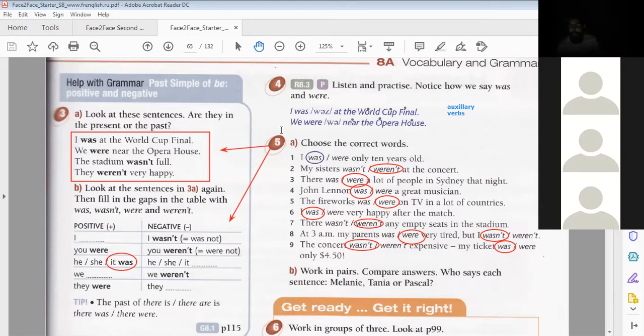نفس الشيء مثال ثاني اللي هو near the Opera House. We were near the Opera House. فما كانش في تشديد في we أو were أو the.